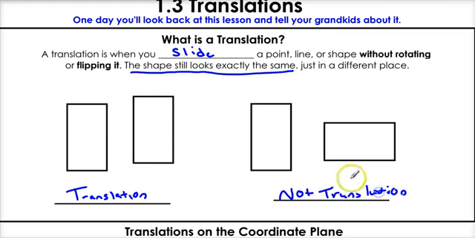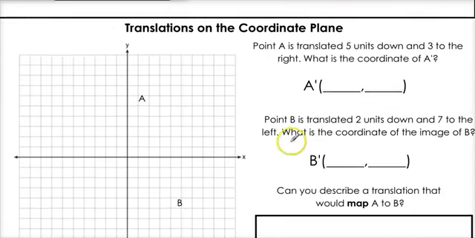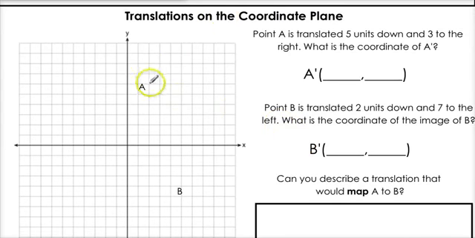Alright. Can't rotate it. So, let's talk about the math behind it. Where'd my points go? We got one here and one here. Point A is translated, and this is how you translate a point on the coordinate plane. Point A is translated 5 units down and 3 units to the right. What is the coordinate of A prime? Remember, that is the image after the transformation.